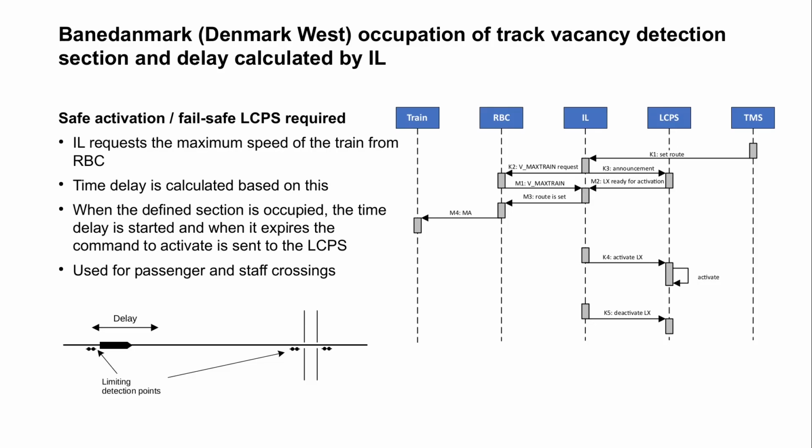The LCPS then reports back that it is ready to activate, and the RBC reports the maximum speed of the approaching train to the interlocking. If all conditions for the route are fulfilled, the interlocking can report to the RBC that the route is set. The RBC then sends an MA to the train, so the train can cross the level crossing unhindered. When the delay time expires, the interlocking commands the LCPS to activate. The LCPS is deactivated in the same way as at level crossings in Denmark. The interlocking detects the passage of the train based on the track vacancy detection system, and then it commands the LCPS to deactivate.